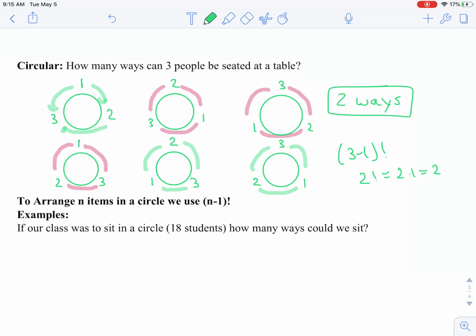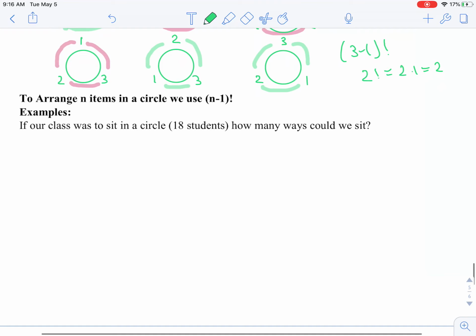You could also very quickly do this just by thinking, okay, for the 1, the 2 is to the right, the 3 is to the left. And here, the 2 was to the left and the 3 was to the right, and then you can figure out your way there. So we're going to move on and talk about this next example here.